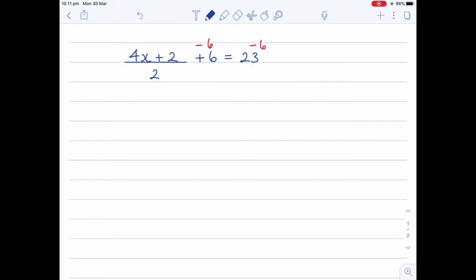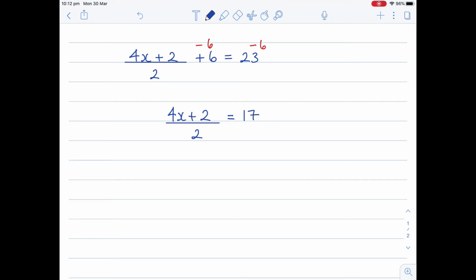Now, by doing that, what I'm left with on the left is, well, I have the 4x plus 2, and that is still over 2. Obviously, the 6's will cancel. And that will leave me with 23 subtract the 6, which is 17.